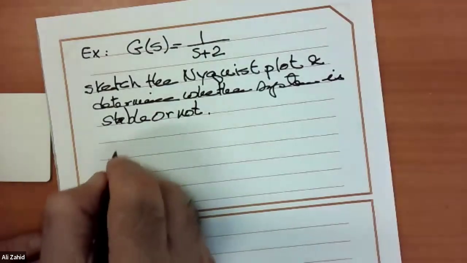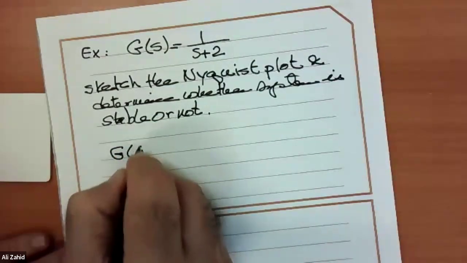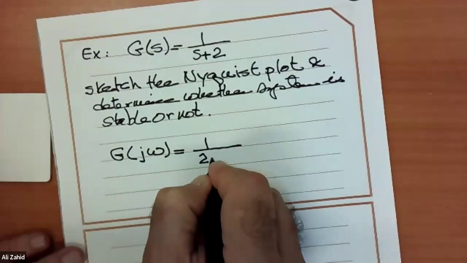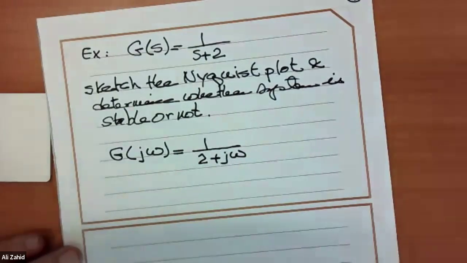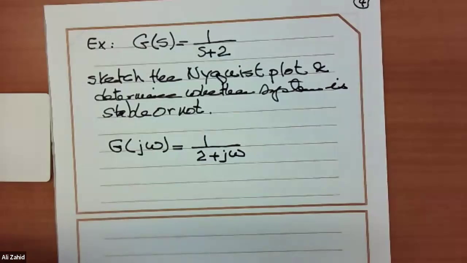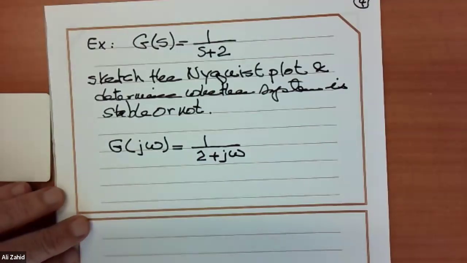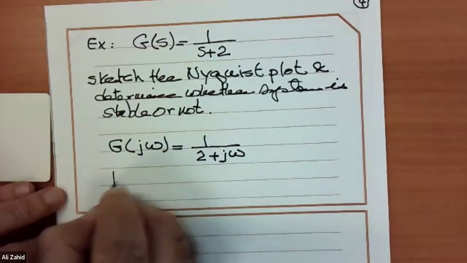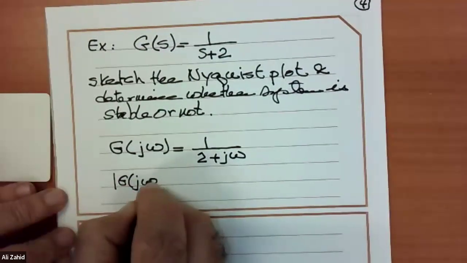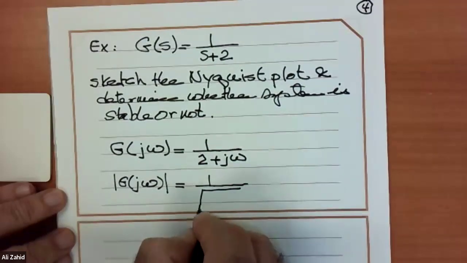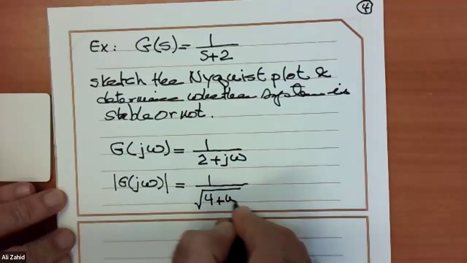Yes. I'm still awake. What do I do? G of J omega equals what? 1 over 2 plus J omega. What did I do? I replaced the S by what? By J omega. Did you get it? Yes. Then what? Absolute value of G of J omega is what? 1 over square root of 4 plus omega squared.